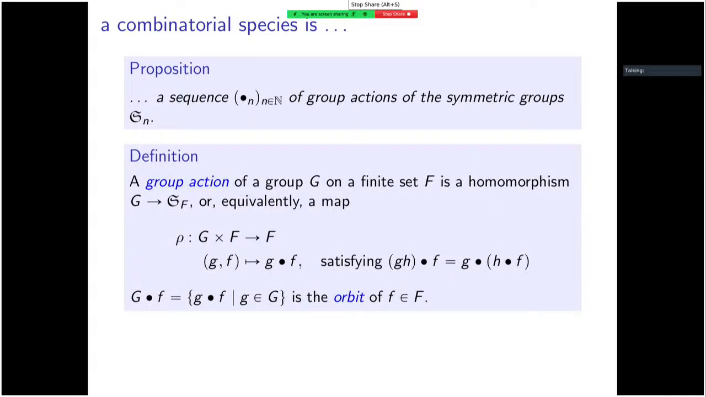So let's recall what the group action is. Here I mean actually a finite group acting on a finite set F is a homomorphism from the group to the permutations of this finite set, or equivalently a map which takes a group element and an element of my finite set, and it transforms this finite set in some sensible way, namely that this action law holds.